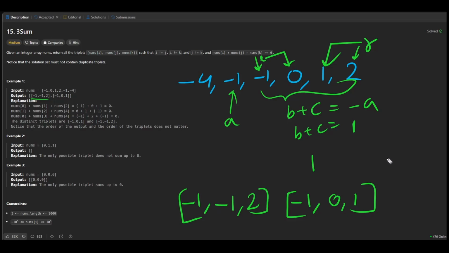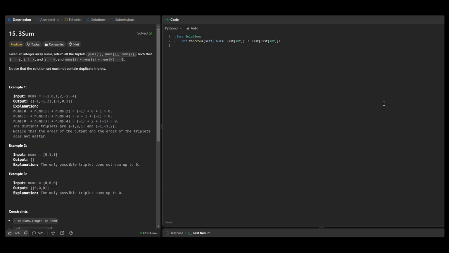Let's take a look at the code implementation. So over here in the code editor, the function is accepting nums, which is the input over here. And we are supposed to return the triplets, which is a list of lists. The first thing I would like to do is create a results variable. It's an empty list right now.